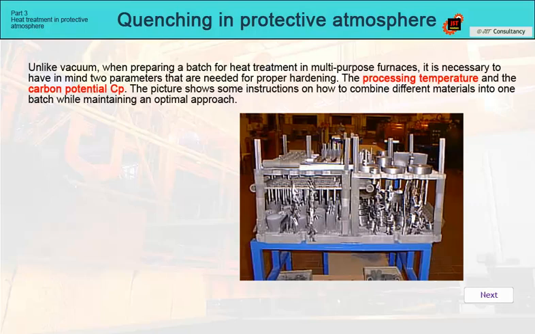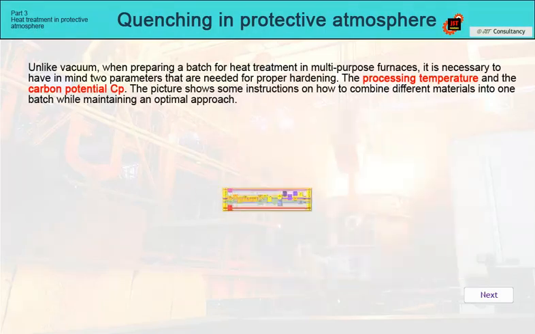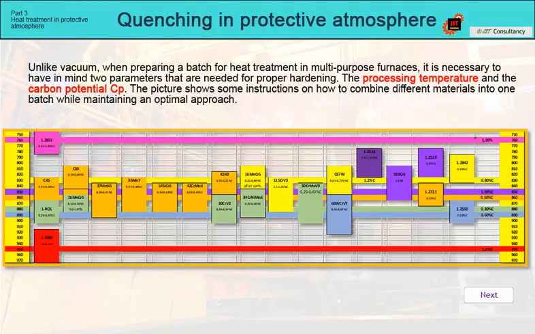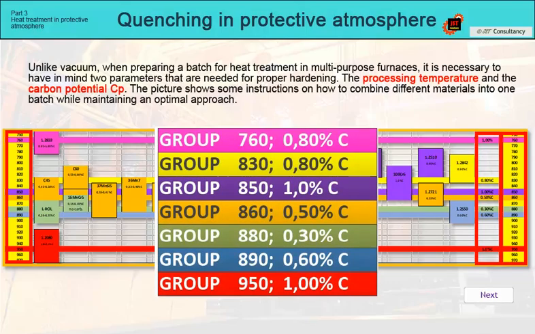There, we have to consider what criteria must be met so that parts of different shapes, made of different steel grades, can be processed in one batch. The picture shows some instructions on how to do this while maintaining the optimal approach. In practical use, it is necessary to categorize steels into groups according to austenitization temperature and carbon content. In our example, there are 7 groups of materials that can be heat-treated together.